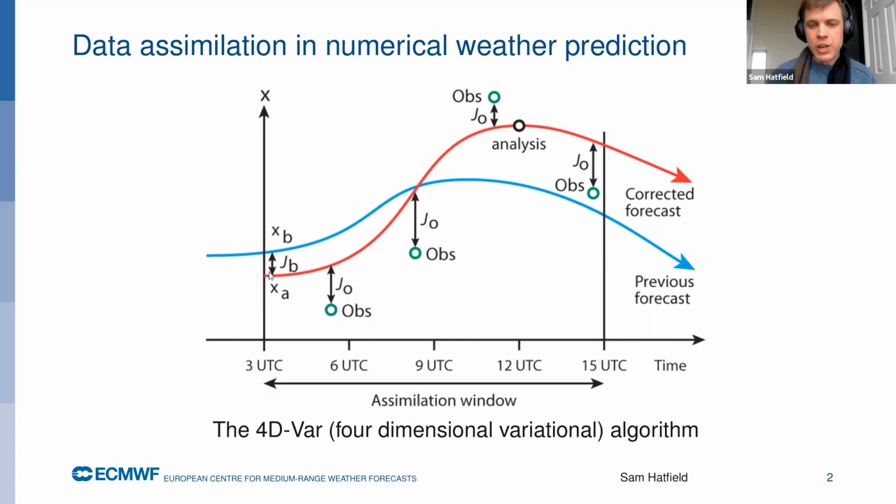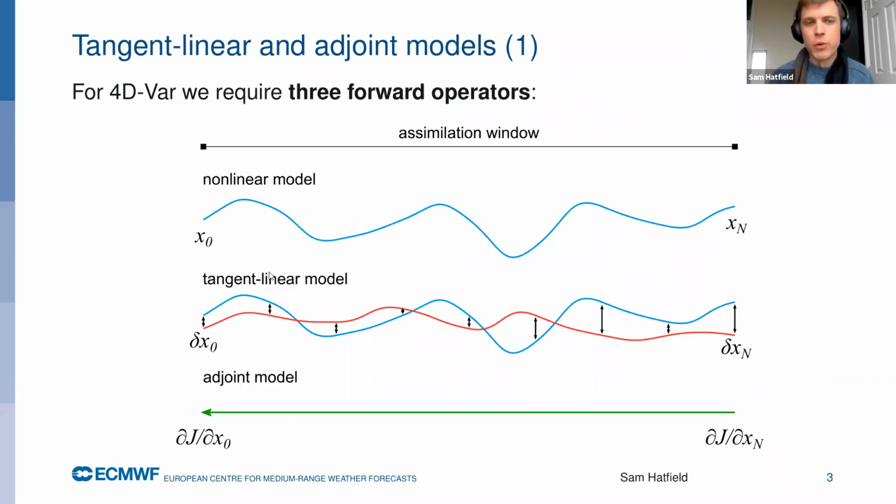So in order to do this procedure, we require three forward operators, and I'm using the word forward operator here very loosely. So the first one is the obvious one, the nonlinear model. This is an atmospheric model that advances an atmospheric state from one time to the next. So we feed in an initial state, x0. This is simply a concatenated list of all of the variables of the atmosphere, that's pressure, temperature, wind speed at every grid point over the globe. And it gives us the evolved state of the atmosphere over that time.